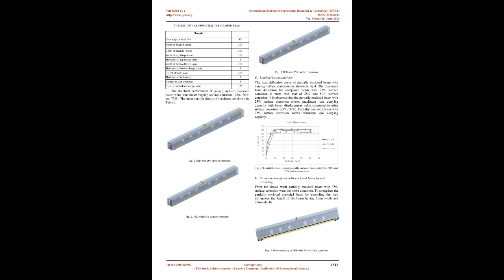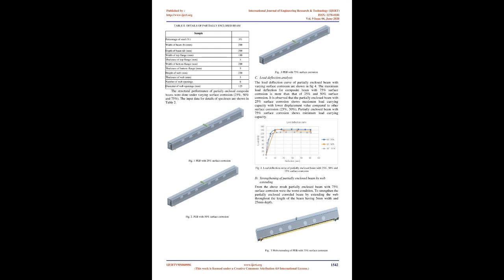B. Base model. Numerical modeling of partially enclosed composite beams with varying surface corrosion was done using ANSYS 16.1 workbench. The details of partially enclosed beam are given in Table 2. The structural performance of partially enclosed composite beams was studied under varying surface corrosion of 25%, 50%, and 75%. The input data for details of specimen are shown in Table 2. Fig. 3. PEB with 75% surface corrosion.